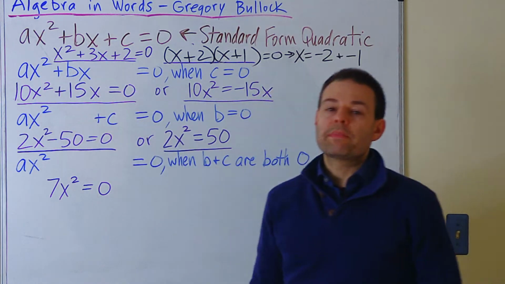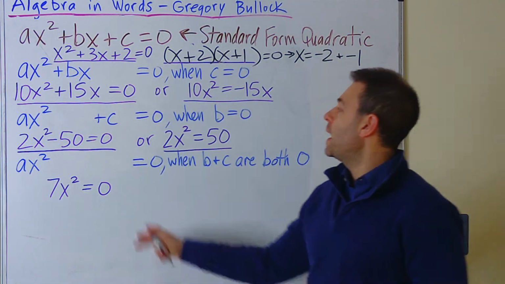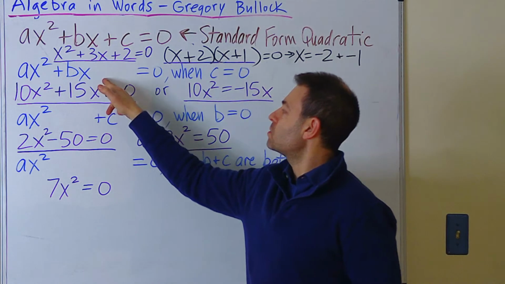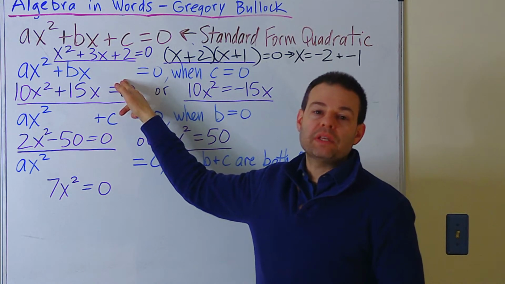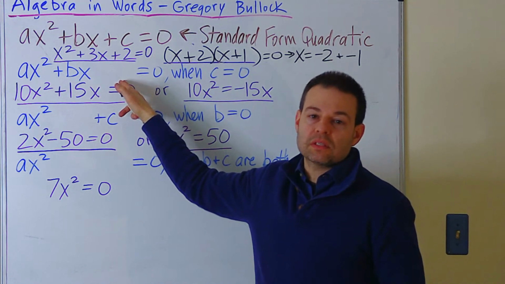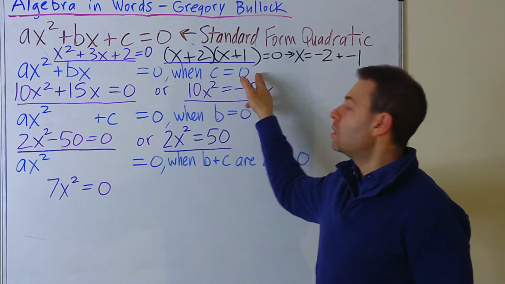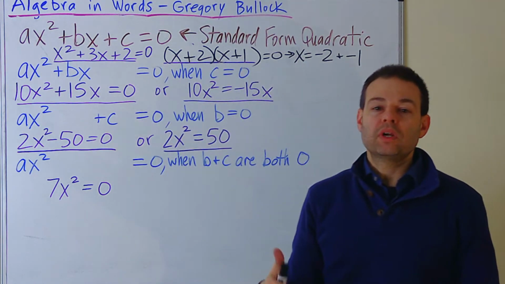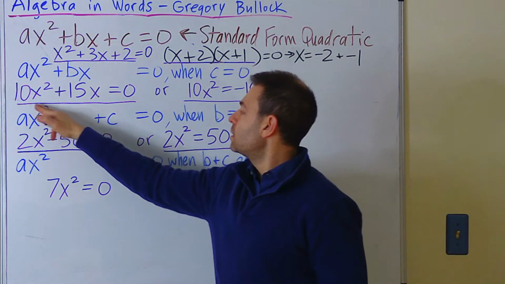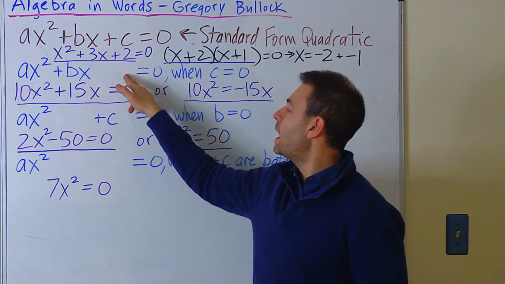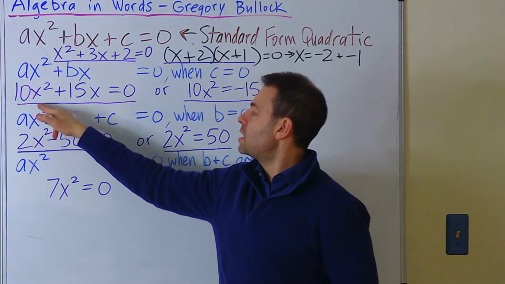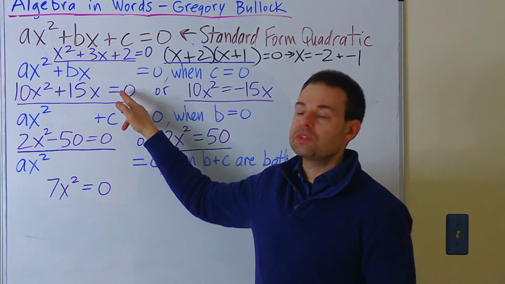And the next one represents a quadratic where we might have ax squared plus bx, where c is 0. And when c is 0, it's missing. It's just not there. And so I say that here, when c is 0. And I wrote a problem of what it'll actually look like. It could look like this. There's no space like I have, but it'll just look like this: 10x squared plus 15x equals 0.